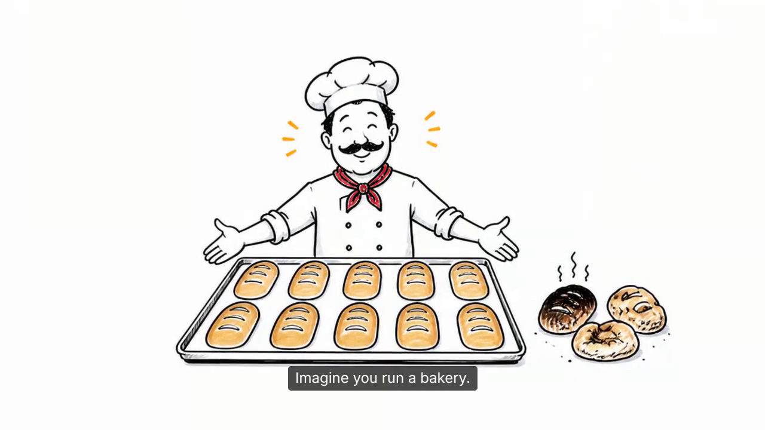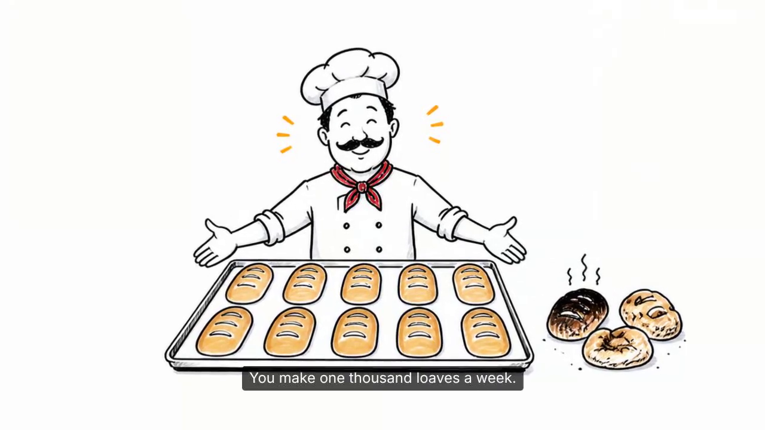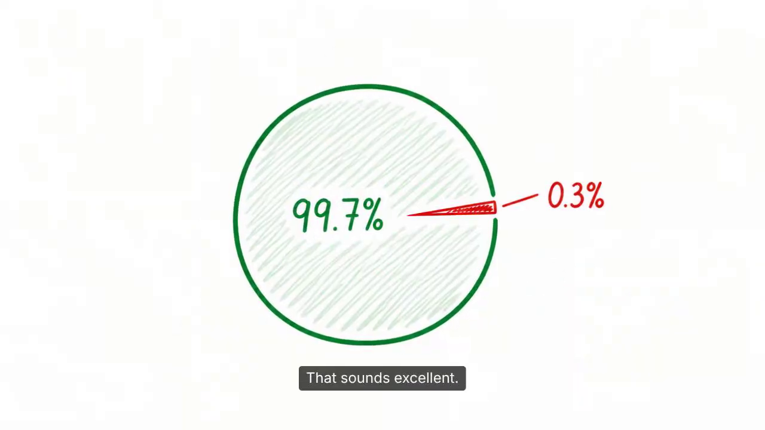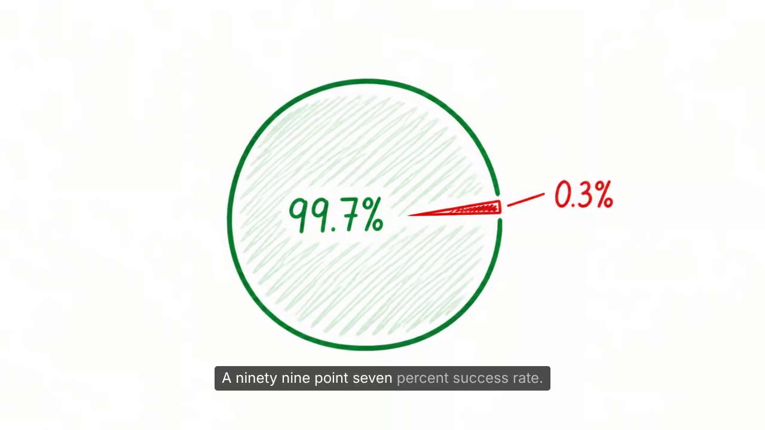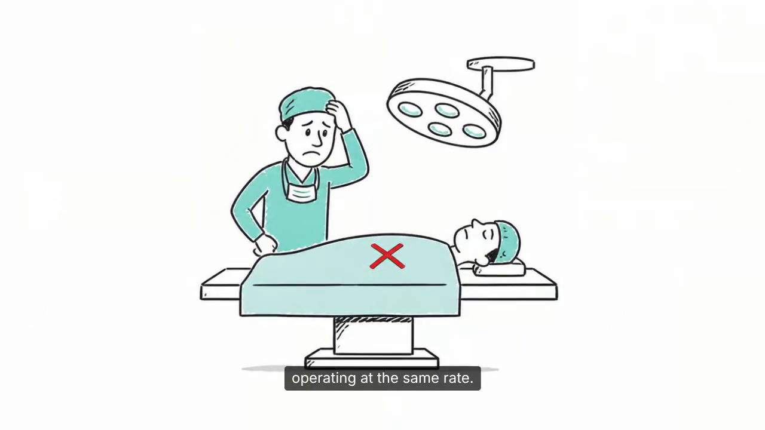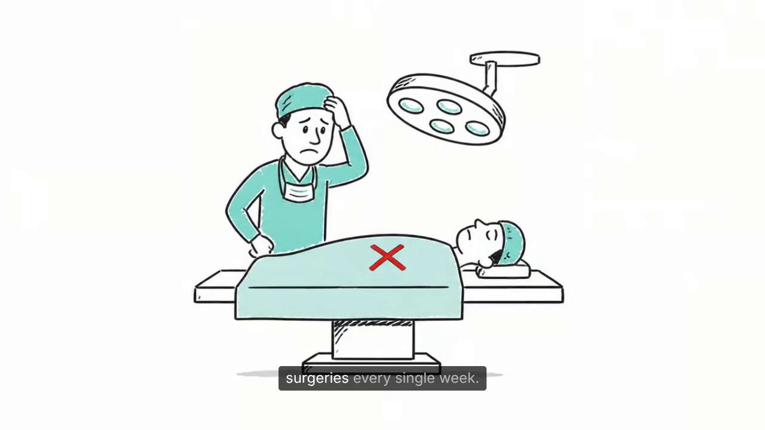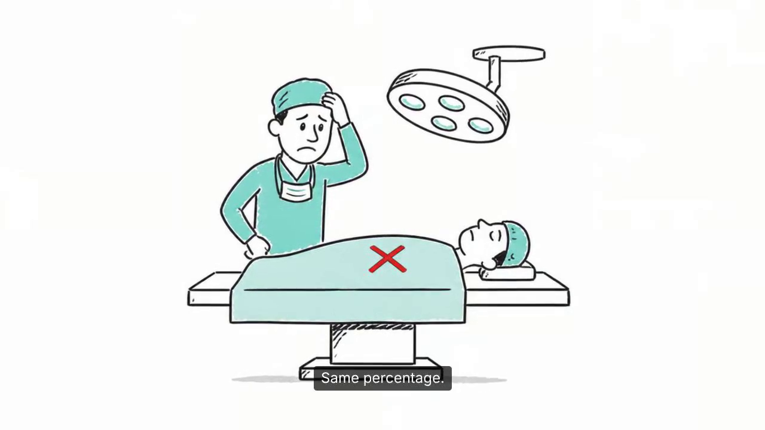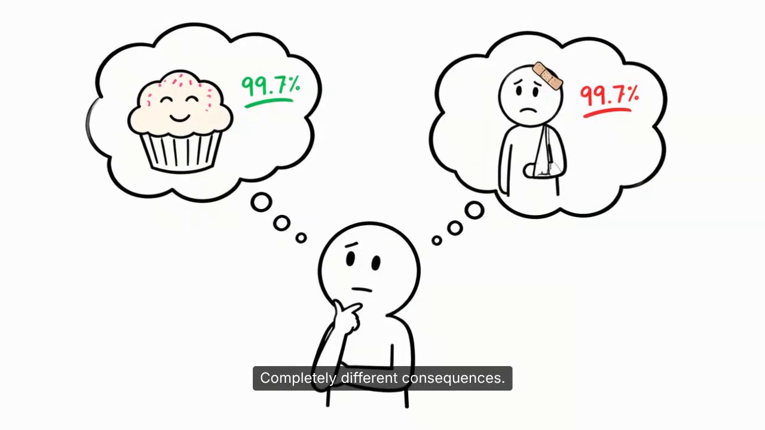Imagine you run a bakery. You make 1,000 loaves a week. 3 come out wrong. That sounds excellent. A 99.7% success rate. Now imagine a hospital operating at the same rate. That would mean thousands of failed surgeries every single week. Same percentage, completely different consequences.